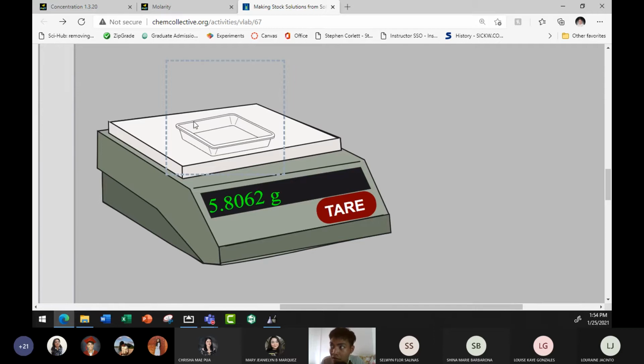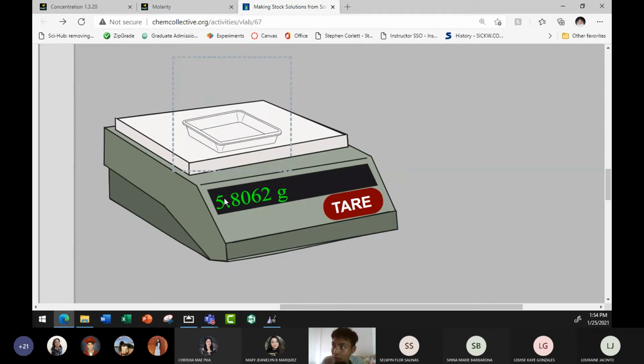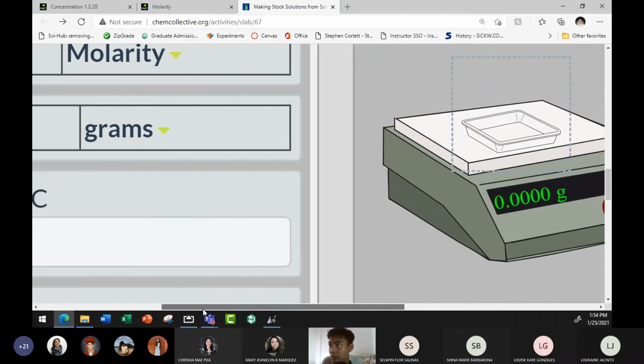Siyempre, mabigat yan. Container yan eh. So, ano ginagawa natin? Kailangan isubtract natin yung mass ng weigh boat. So, pipindutin natin yung tare. Magsi-zero yan. Okay, so that means kung ano man yung ilagay natin dito na substance, yung mass nun yung lalabas dito. Hindi yung sa weigh boat. Kasi kapag hindi mo tinare yan, masasama yung mass ng weigh boat. So, i-tare mo para mag-zero yan. Okay? So, ganun.